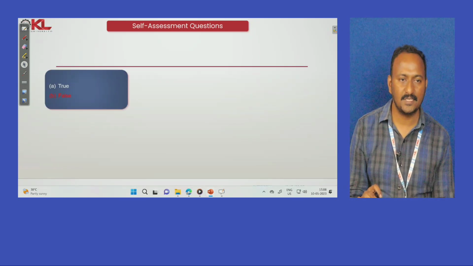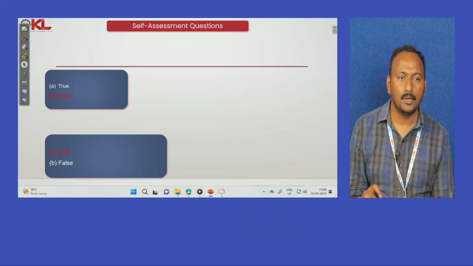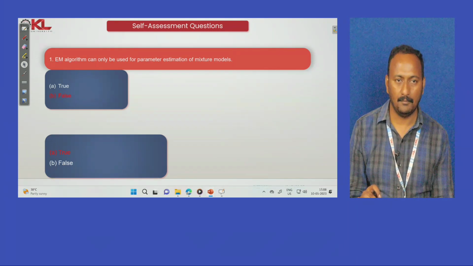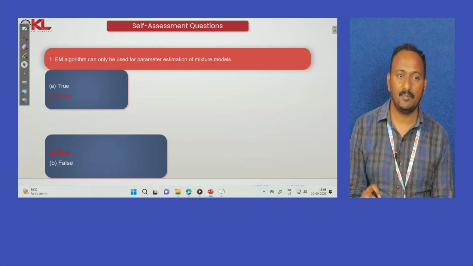Coming to the self-assessment tests, here we have two true or false questions. The first one: EM algorithm can only be used for parameter estimation of mixture models. No, it's not correct, because EM algorithm is also used to find latent variables, it's also the basis for our clustering techniques, and it's also used to train our Bayesian networks. So this statement is false.